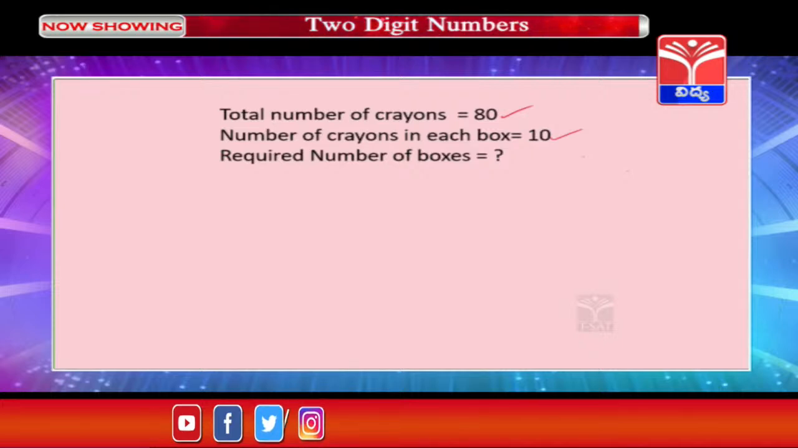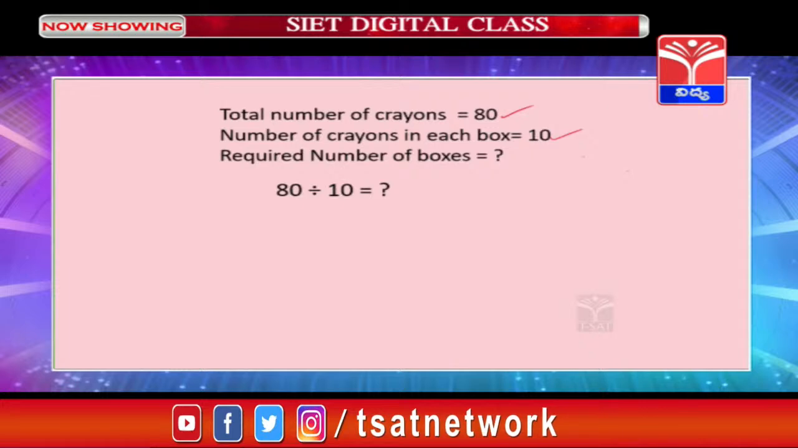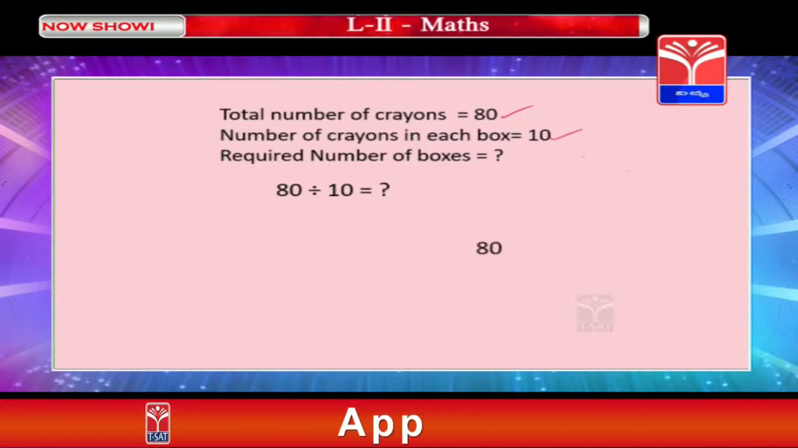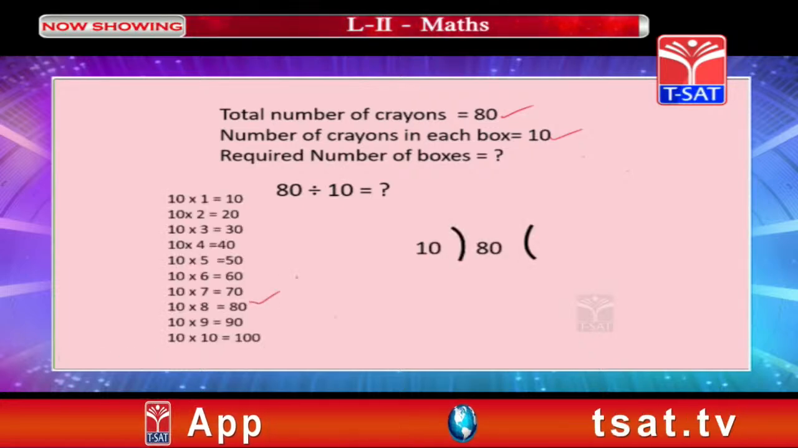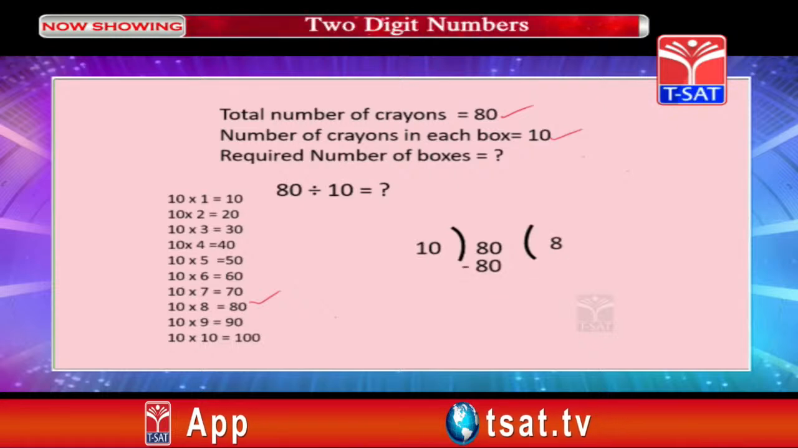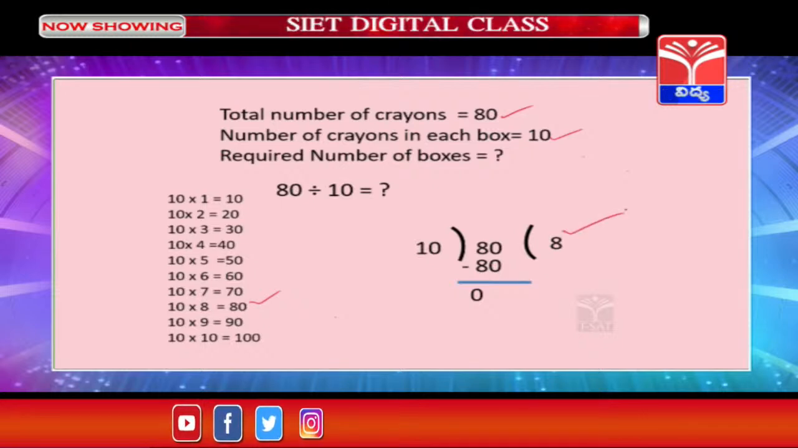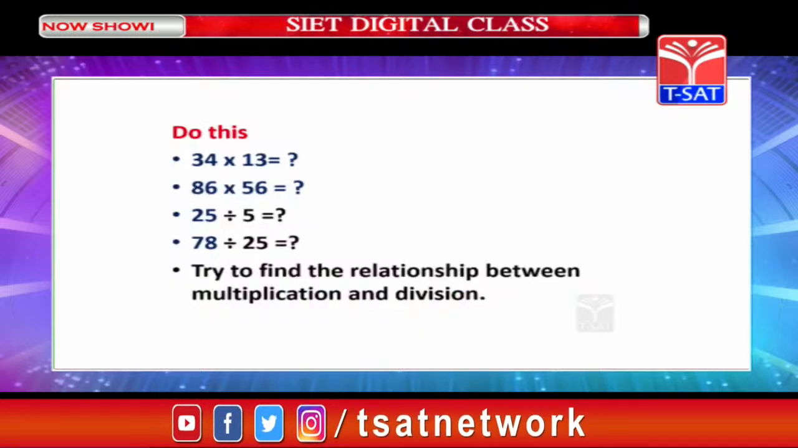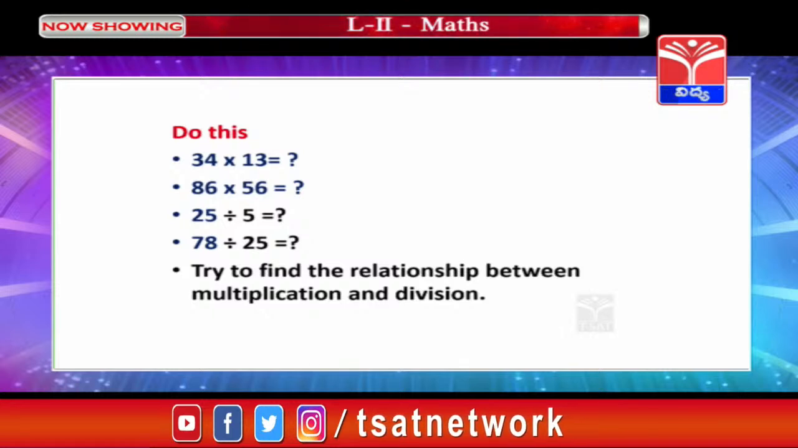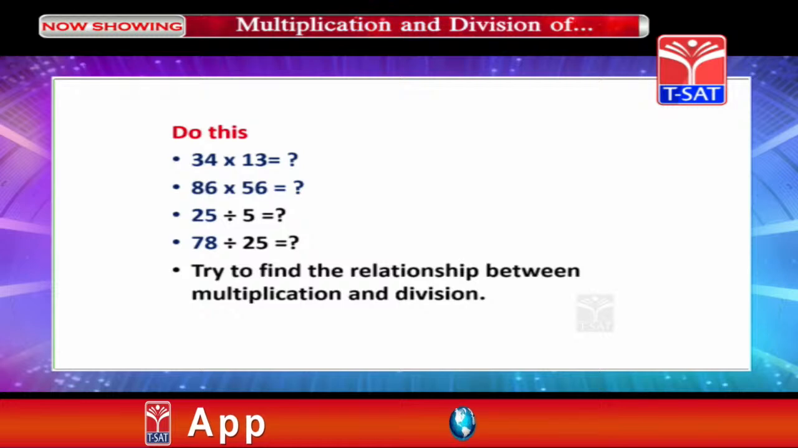So 80 can be divided into 10 groups. 80 crayons can be divided into 10 groups. See, 10 8s are 80. So the result is 8, 10 8s are 80, and the remainder is 0. So how many boxes do we require? 8 boxes. So children, you try with your friends and try to get the results, and after that you have to discuss with your teacher.